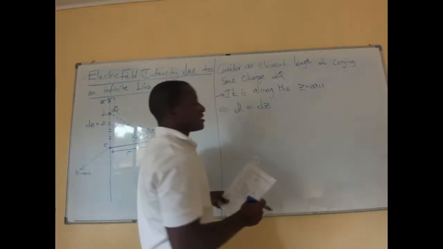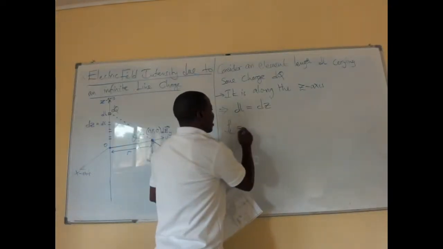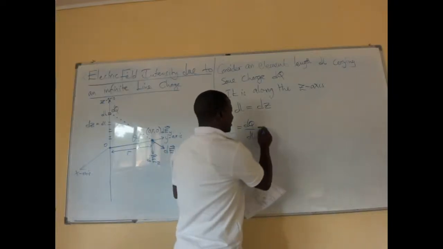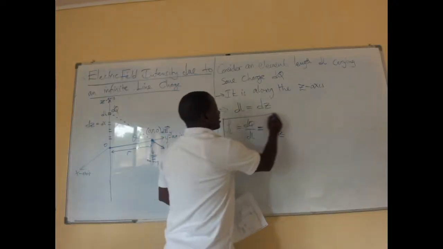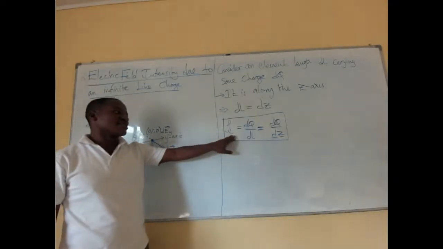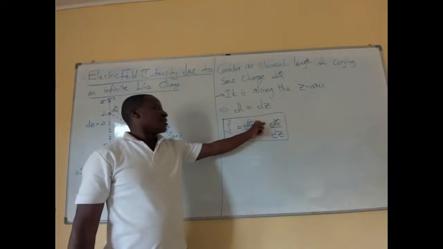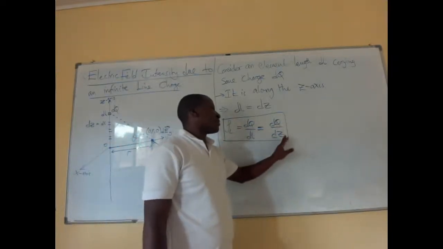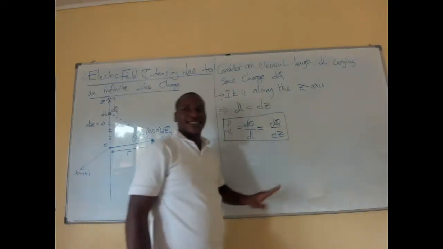So what does that tell us? This tells us that the line charge density is equal to dq over dL, which is the same as dq over dz. So this must be taken care of, and you have to note that. The line charge density, which is defined as the quotient of the charge over the length, is the same as the charge divided by dz, where the L, we have said, is the same as the z.